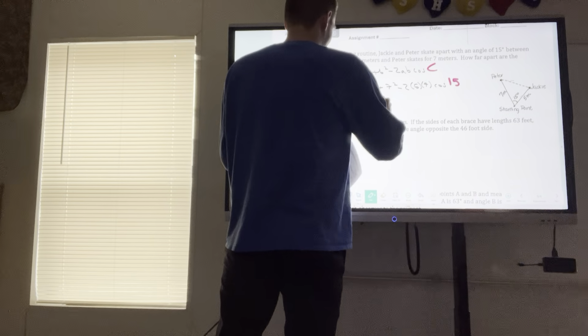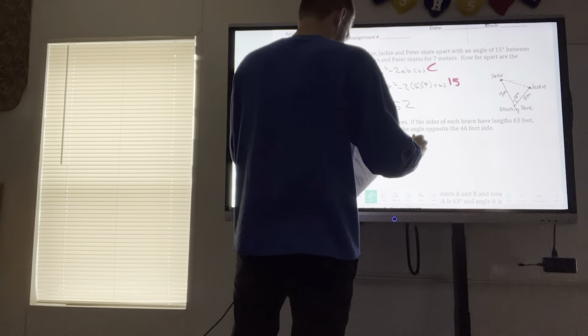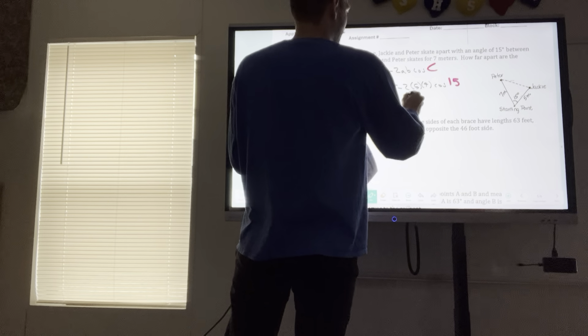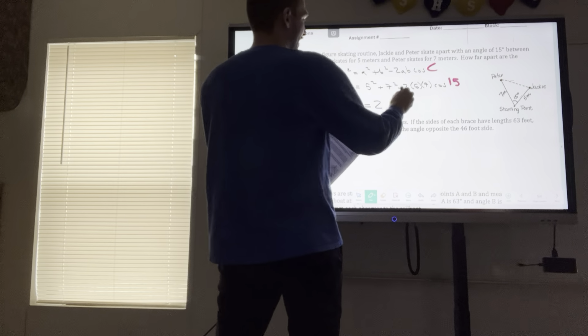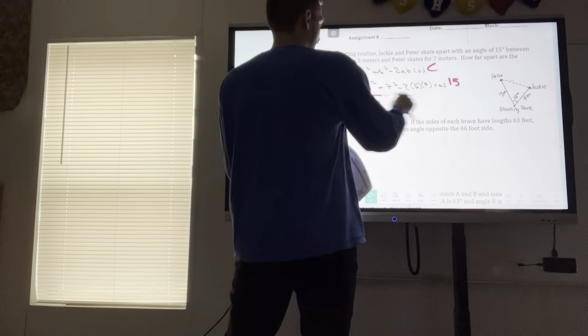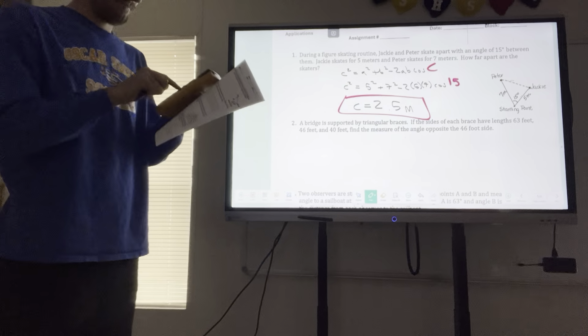Okay. C is equal to 2.52. 2.53, I guess, if we round it up. It doesn't say how much we need to round, so maybe 2.5 is good enough. And let's put meters on the end of that. Does that feel okay?